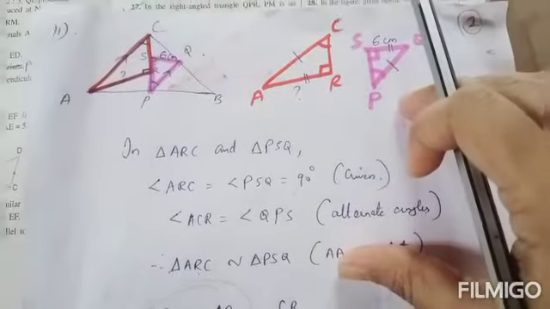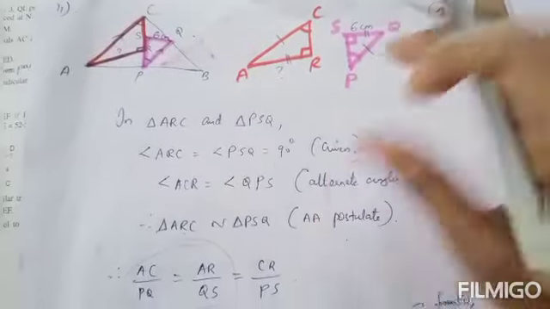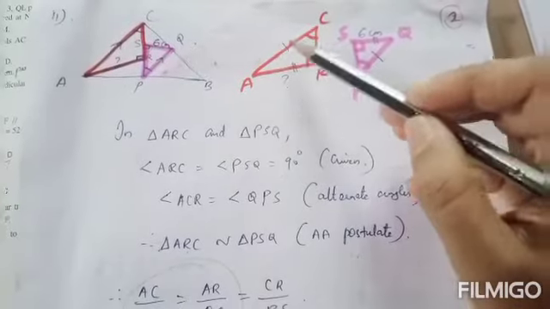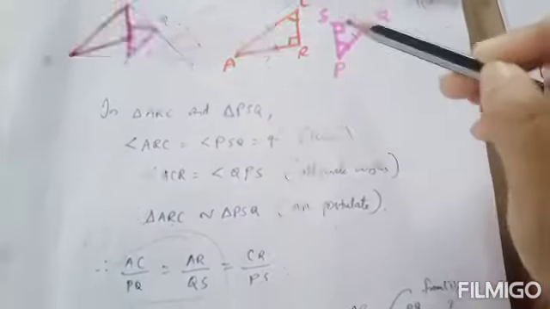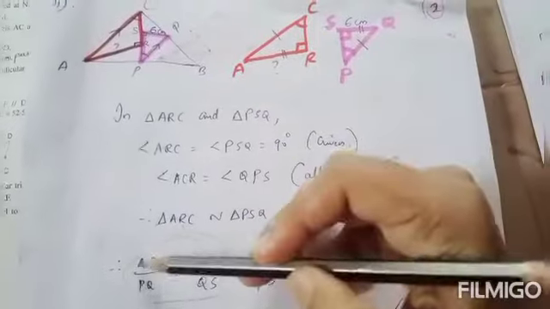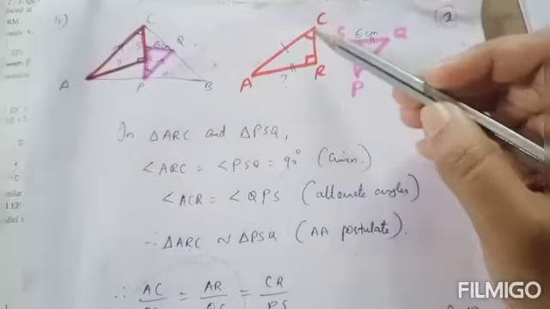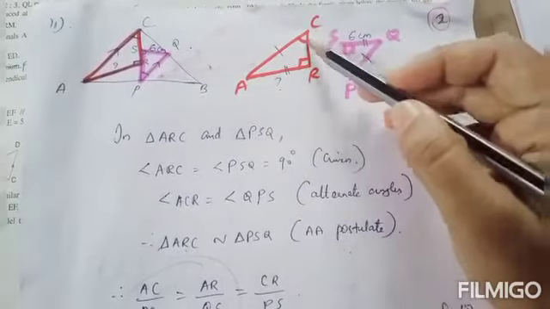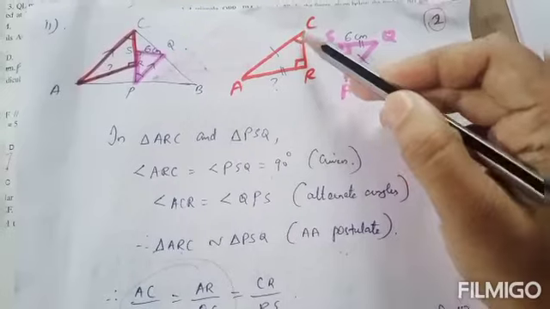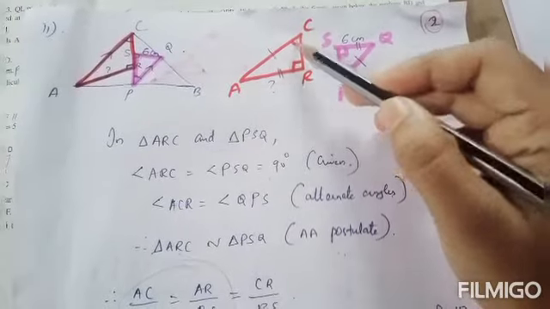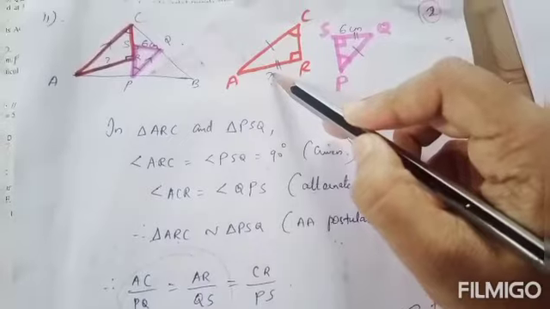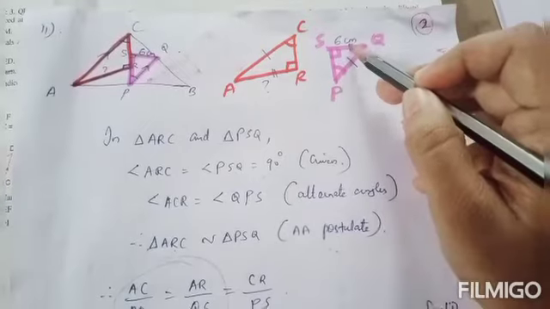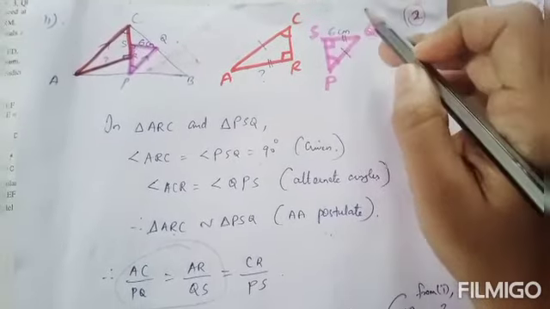Now we can take the ratio of corresponding sides. So the side opposite to the 90 degree angle we can take first. In the first triangle it is AC. In the second triangle it is PQ. So AC by PQ. Now the alternate angles, and the sides opposite to these angles. In the first triangle it is angle C, and the side opposite to it is AR. In the second triangle it is angle P, so the side opposite to it is QS. Okay.